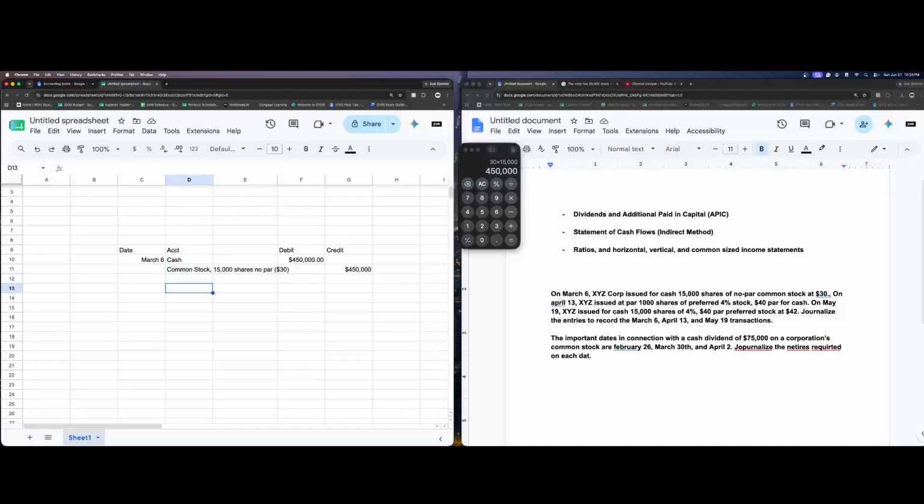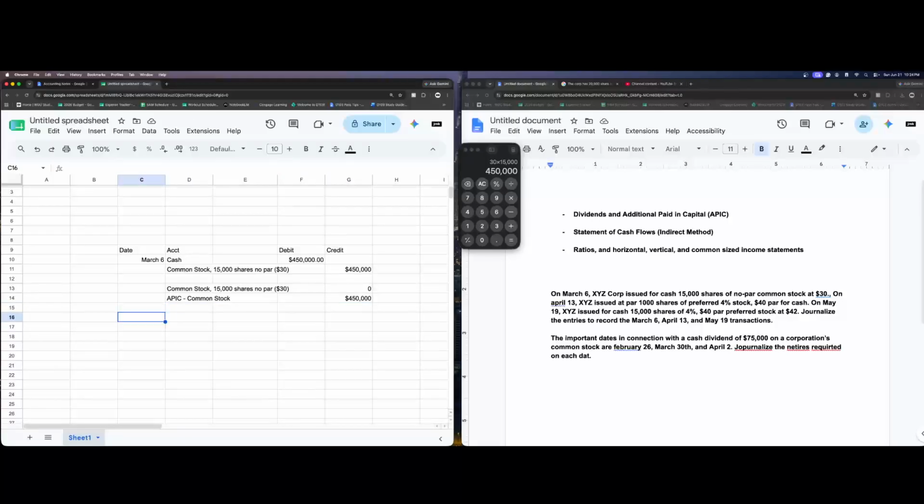This could be wrong though. But if this is in fact $0, because it's zero par, pretty much, then there would be additional paid-in capital of this common stock because it was paid $30 over the par price. So that's an example of additional paid-in capital.